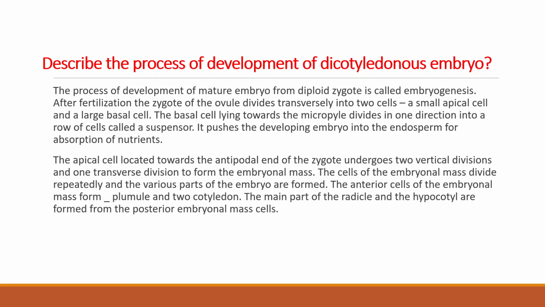The cells of the embryonal mass divide repeatedly and various parts of the embryo are formed. The anterior cells of the embryonal mass, which is upside going, grow as a shoot system or stem, those are called plumule, and two cotyledons, as I already discussed about dicots, which are plumule and radicle. Radicle is the root, plumule is the shoot. So the main part of the radicle and the hypocotyl are formed from the posterior embryonal mass of cells.